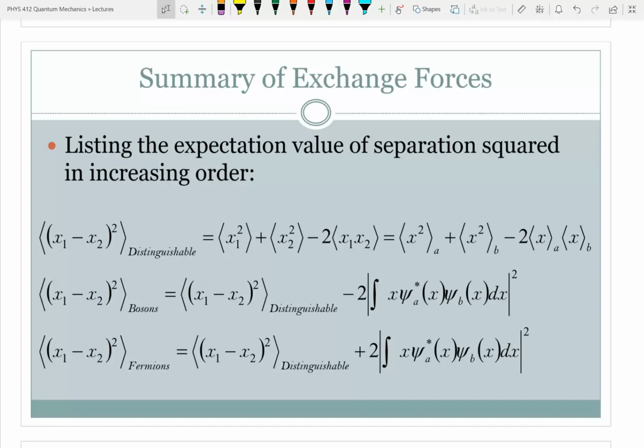And so that's where we have the term, I actually clearly hit the wrong button, my brain missed. The summary of the exchange forces is that you are going to have the bosons closer, the fermions farther.